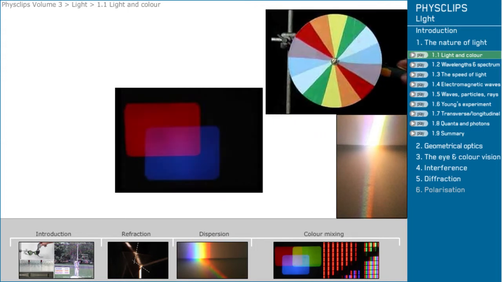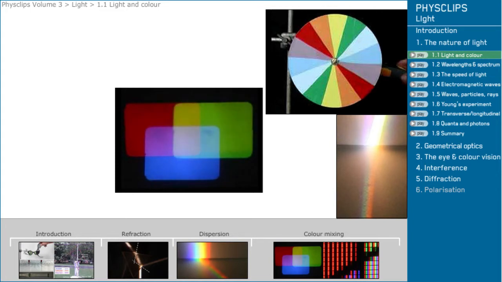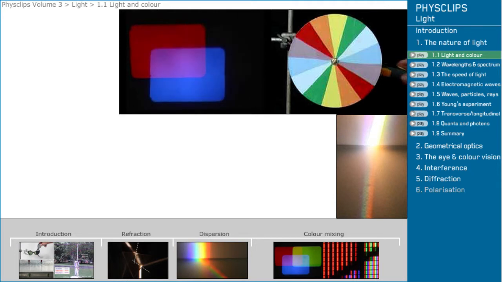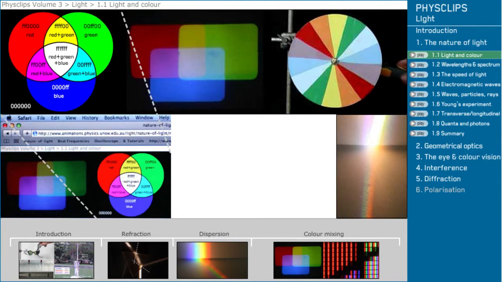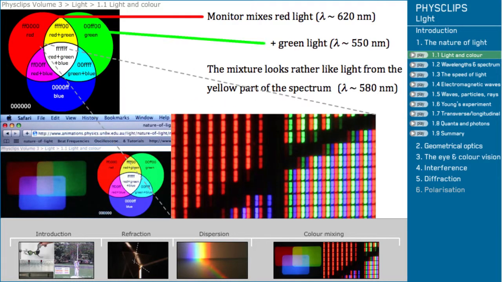Because the human visual system has only 3 different colour receptors, one can produce nearly all colours by mixing just red, green and blue light, which is what computer monitors do. A mixture of red and green light looks yellow. In fact, it looks very much like light with a wavelength between those of red and green. Well, it does so to human eyes at least.